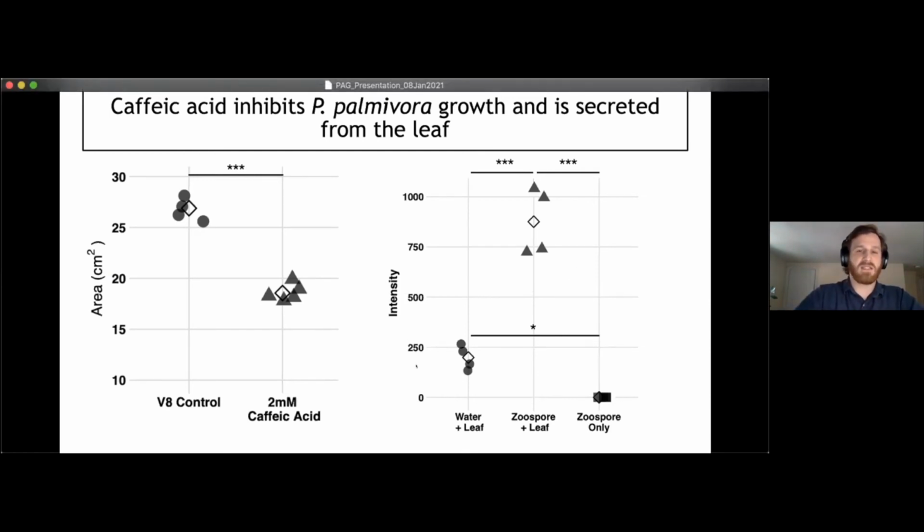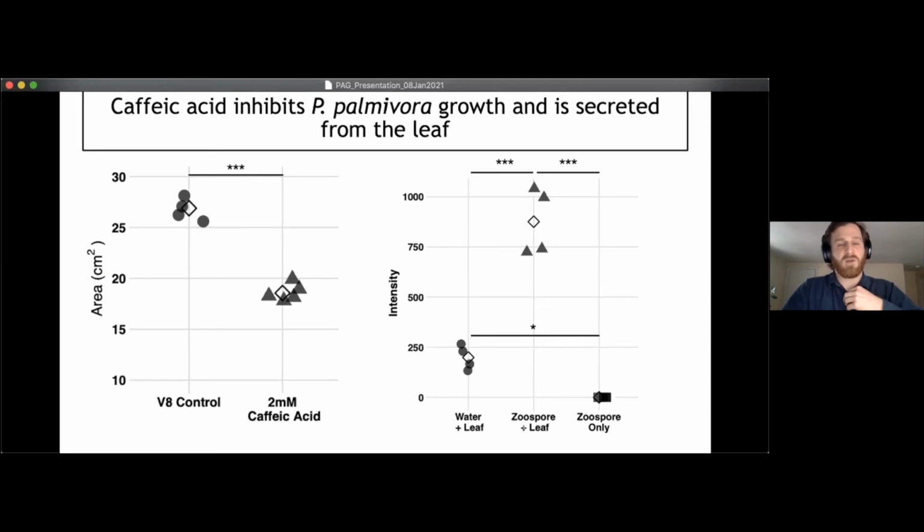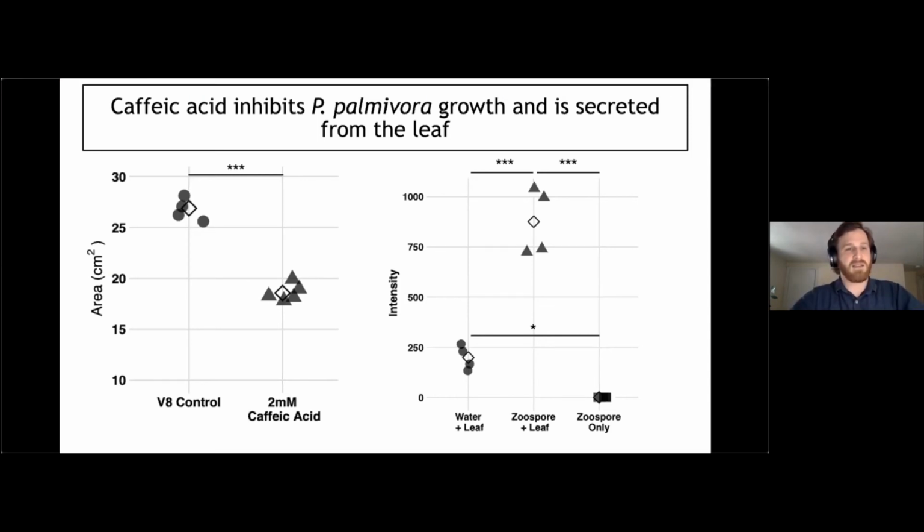And what he found, again here, y-axis is relative abundance, and x-axis represents either water plus leaf, zoospore plus leaf, or zoospore only. What he found after 24 hours was that the leaves that were treated with zoospores, those droplets significantly accumulated caffeic acid, consistent with this caffeic acid being mobilized to the site of infection.